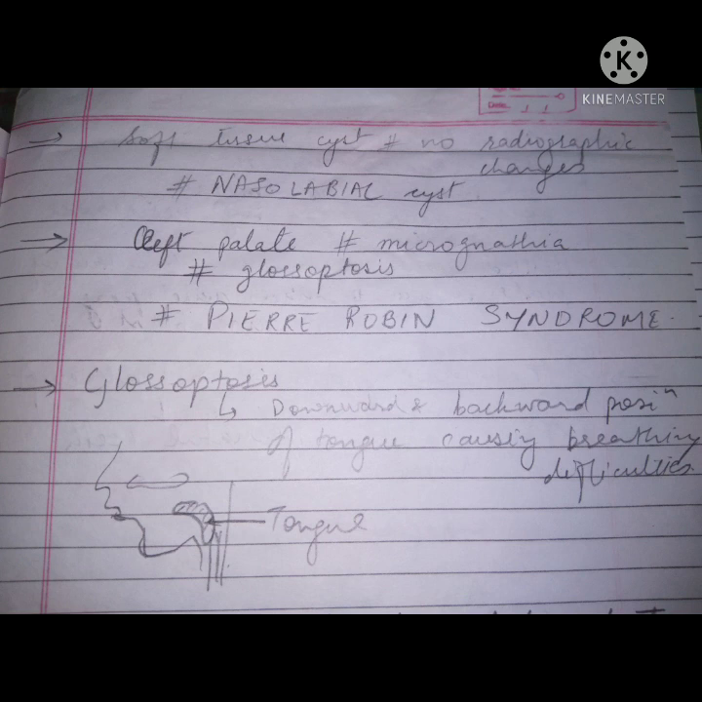Now the second question will be Pierre-Robin syndrome. What is Pierre-Robin syndrome? Pierre-Robin will have cleft palate, that is the most important. Then the second one will be micrognathia. Micrognathia is small size of jaws, either maxilla or mandible. It is called as micrognathia. And the third feature of Pierre-Robin syndrome will be glossoptosis, right? So the first one is cleft palate, micrognathia, and then glossoptosis, right?